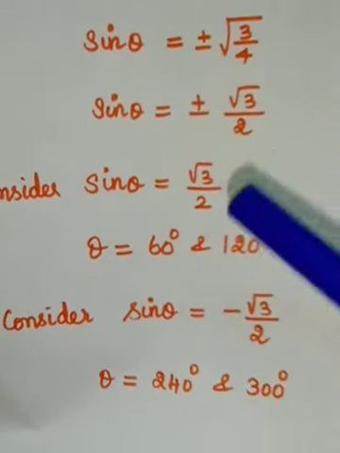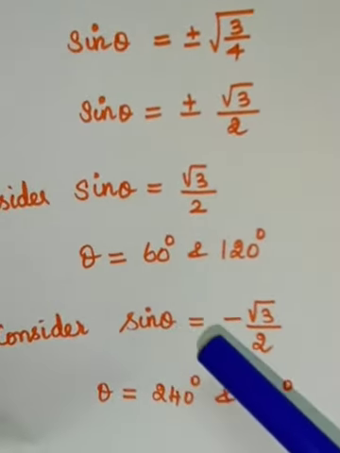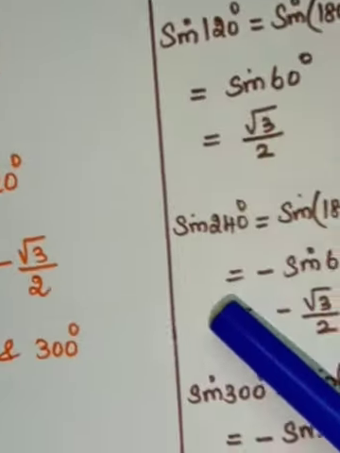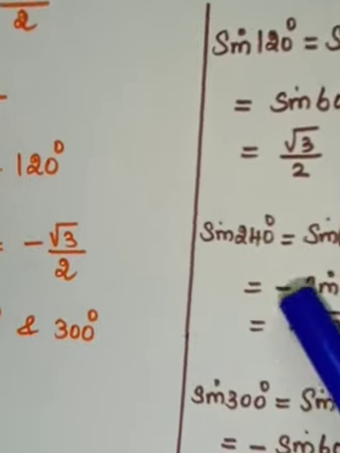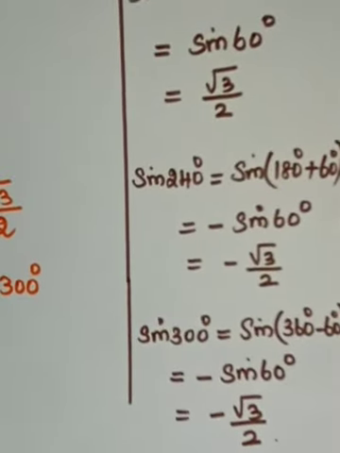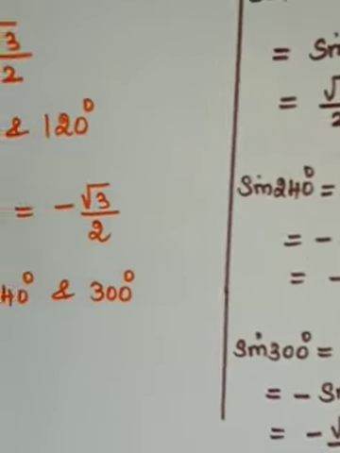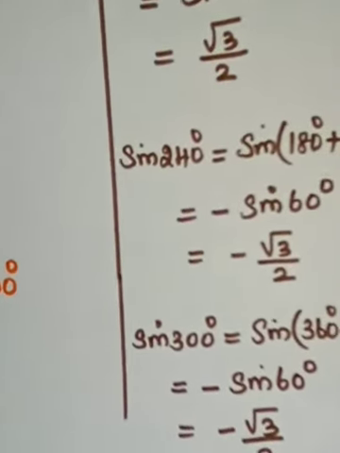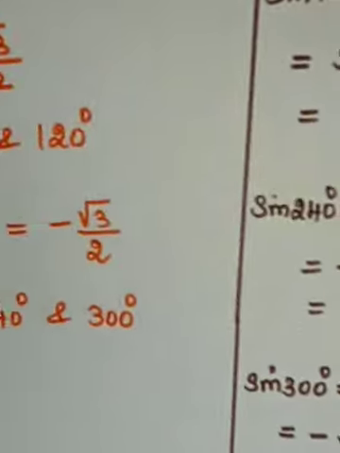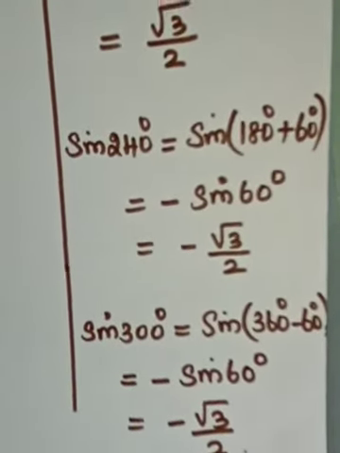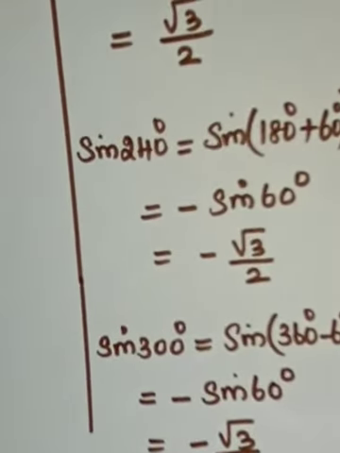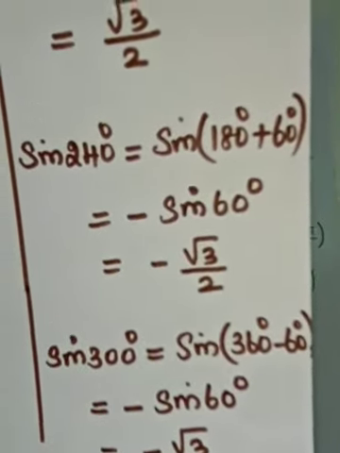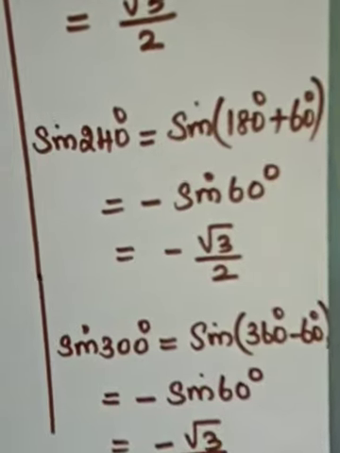And go for the next value. Sin theta is equal to minus root 3 by 2. Okay. So see that here I am going to consider sin 240 degree. So sin 240 degree, how you can write? It is 270 degree. You can use 270 degree minus 30 degree. I have written it is 180 degree plus 60 degree. Okay, so 240 in which quadrant it lies? It lies in the third quadrant.